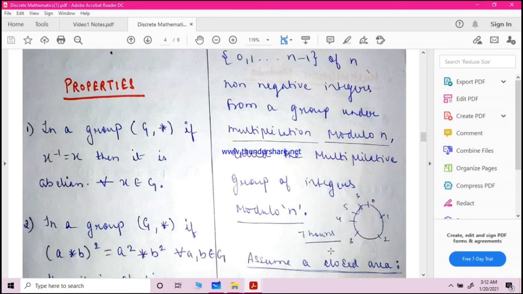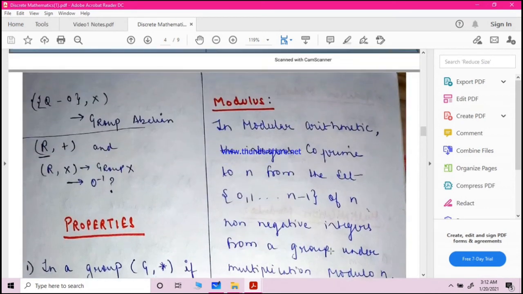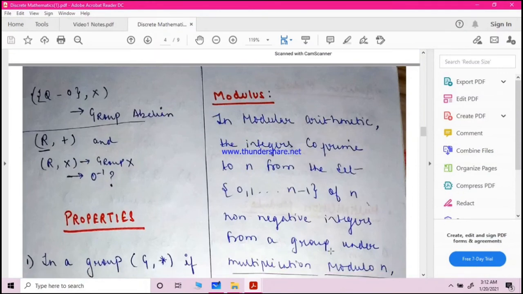What is a modulus? What is the modulus operator? In modulus arithmetic, the integers co-prime to n from the set 0 to n minus 1, for non-negative integers n, form a group under multiplication modulo n, called the multiplicative group of integers modulo n.